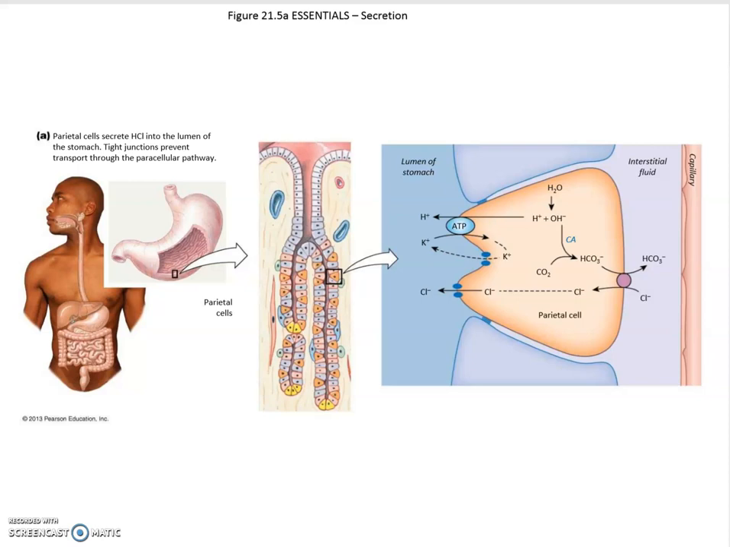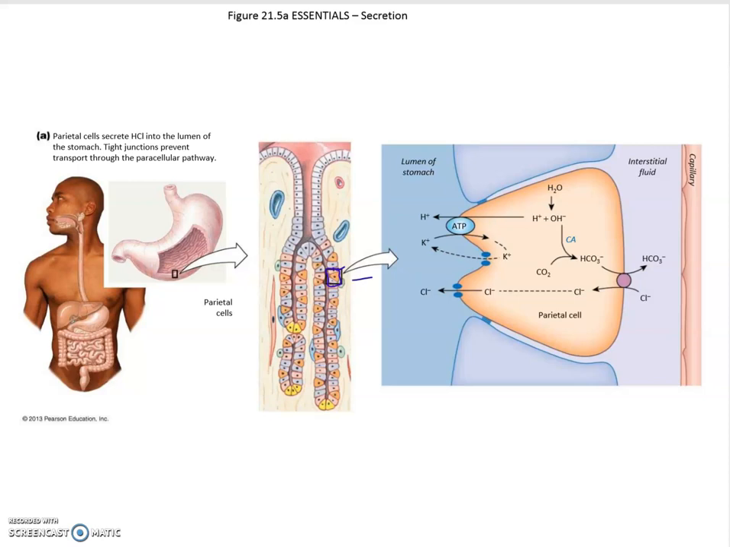And we're going to take a look at what types of cells we have that can really enhance the function here of our gastrointestinal tract. First, take a look at parietal cells in the stomach. So you have here one of these gastric pits, and you can see in this epithelium there's a variety of different types of cells. We're going to focus here on parietal cells.